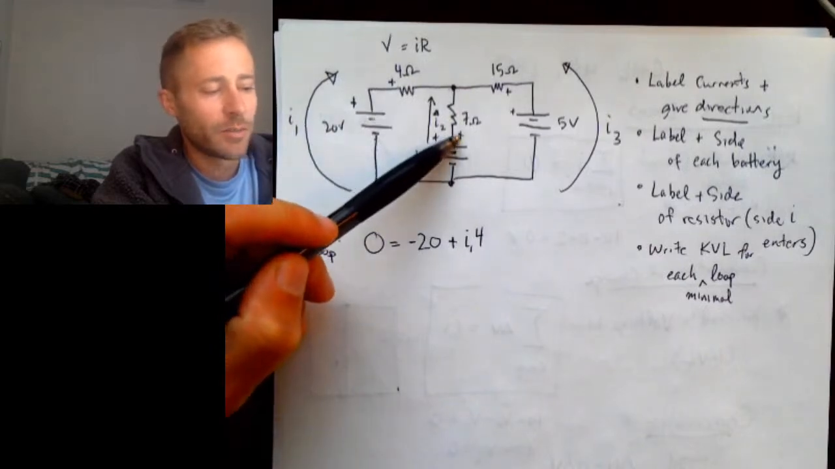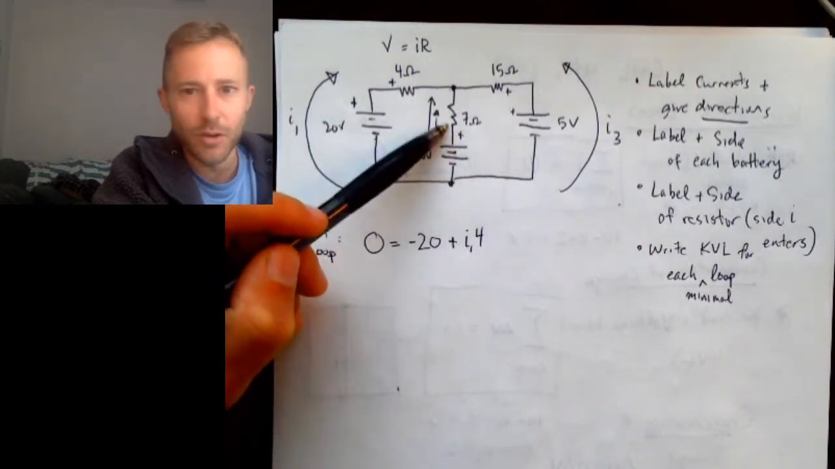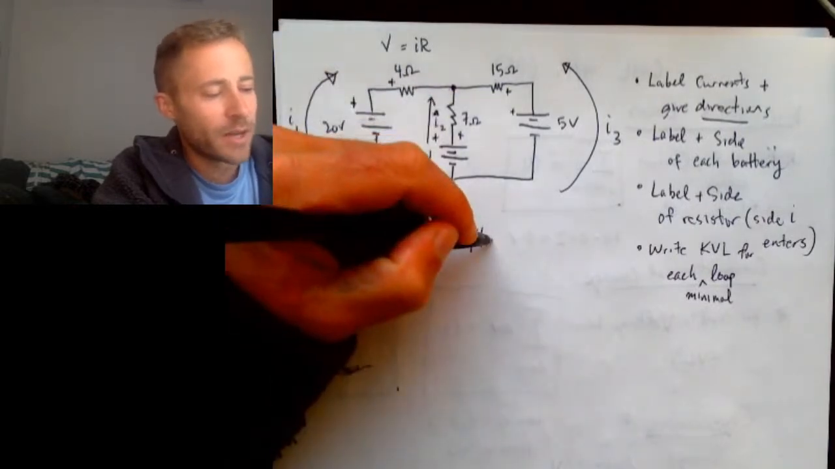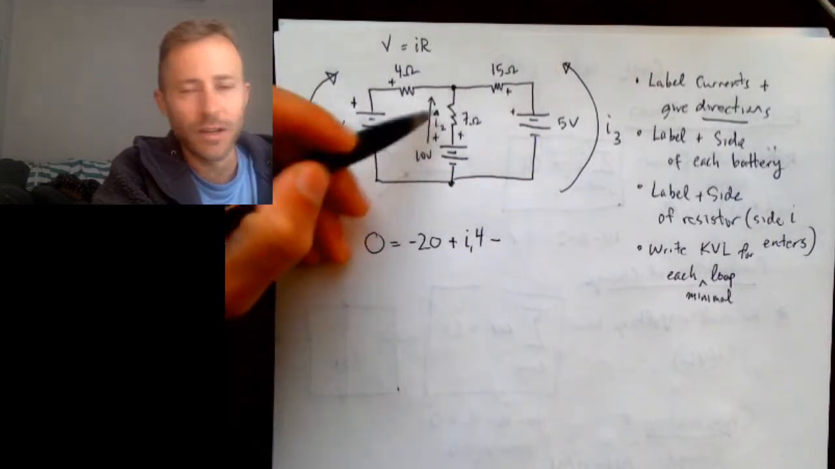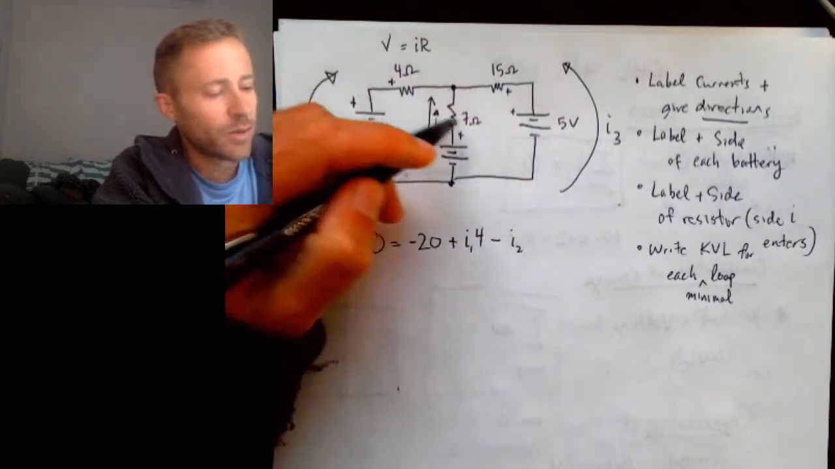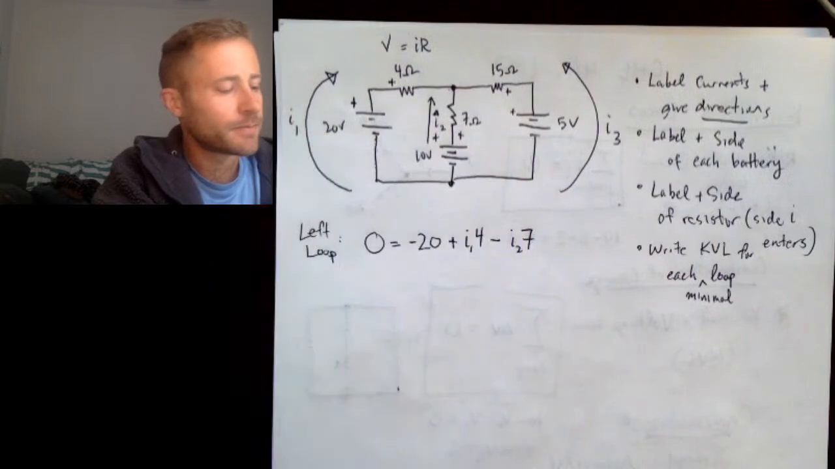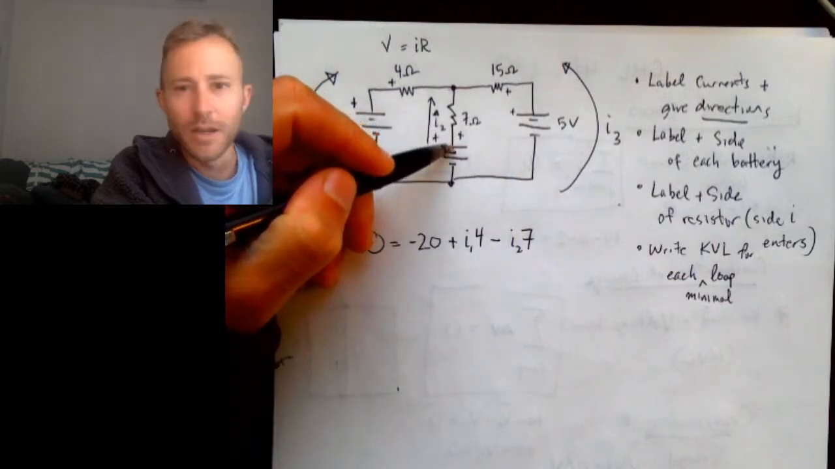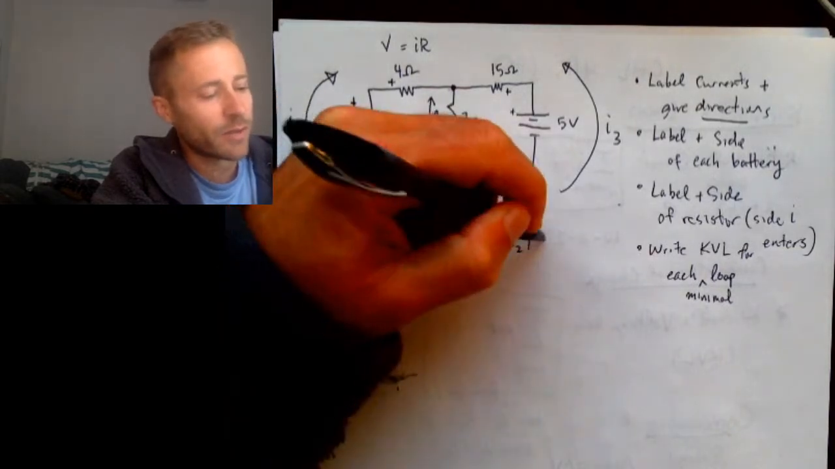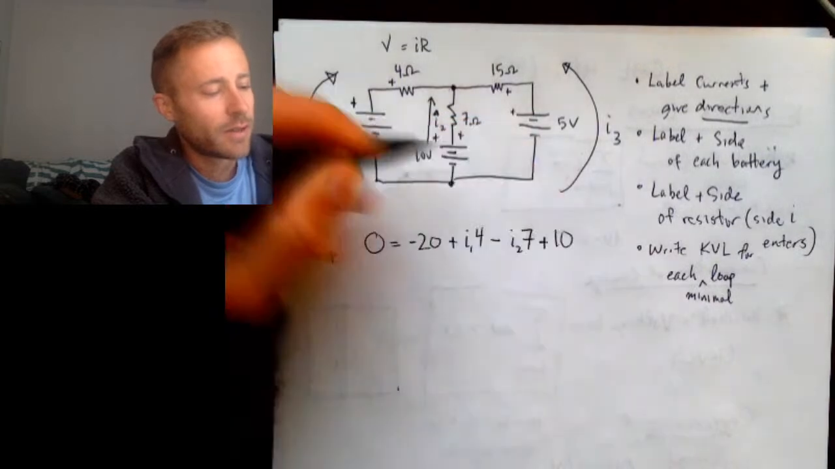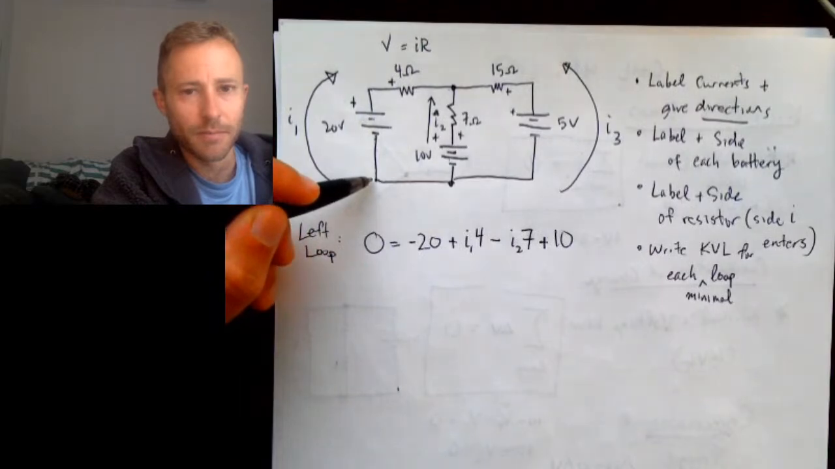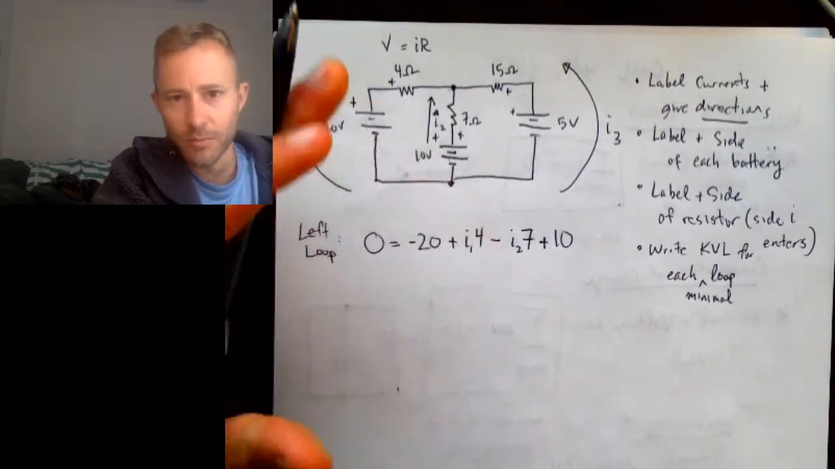And you can see here that the positive side of this resistor is down low. So I encountered the negative terminal of that resistor. So I have minus I2 times R, which is 7. Then I go around, and I encounter the positive terminal of this 10-volt battery. So I have plus 10. Then I go around and come back to where I started. So there's no more terms.